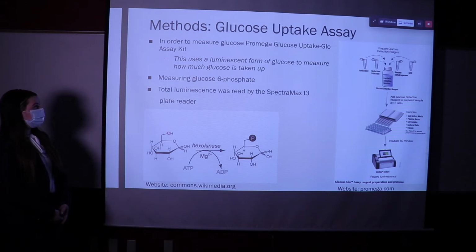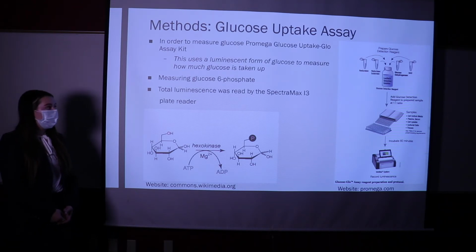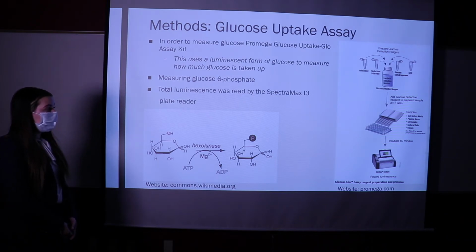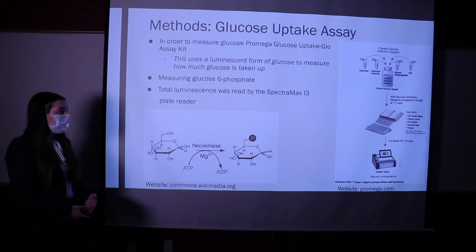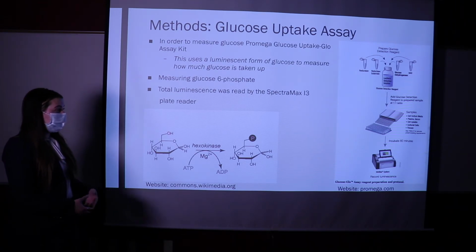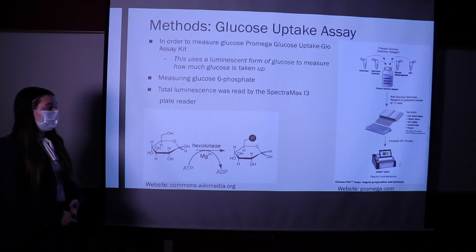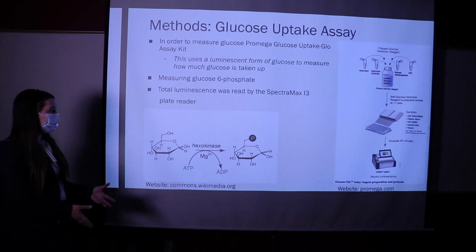Then, in order to measure glucose, the Promega glucose uptake glow assay kit was used, which uses a luminescent form of glucose to measure how much glucose is taken up. An image of the protocol can be seen on the right-hand side of the screen, where we use a luciferin detection solution, and luciferin is what is going to be luminescent, and we add other ingredients to it, and then add this solution to our samples of cells, and then we allow it to incubate for 60 minutes in order for glucose to be taken up within the cell and metabolized, and then we read the results.